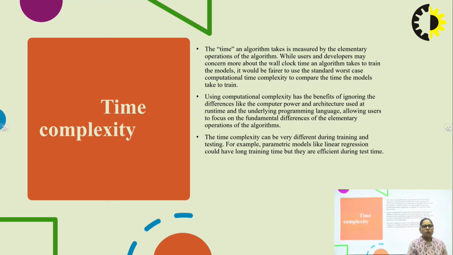In machine learning algorithms, we generally use small data sets, but in deep learning algorithms we use large data sets, because deep learning algorithms are only efficient when we use large data sets. The last point is that the time complexity can be very different during training and testing. For example, parametric models like linear regression could have long training time, but they are efficient during testing time.